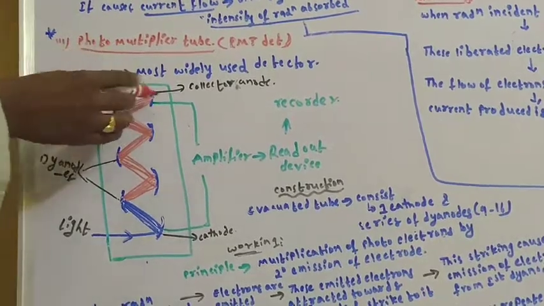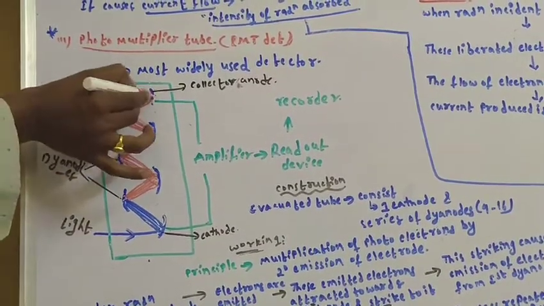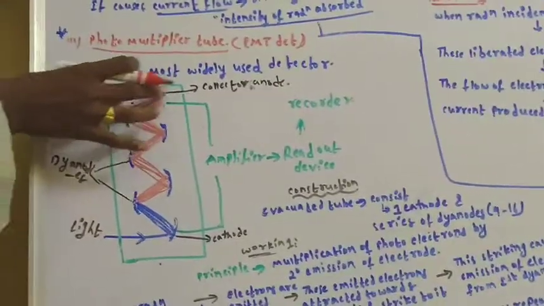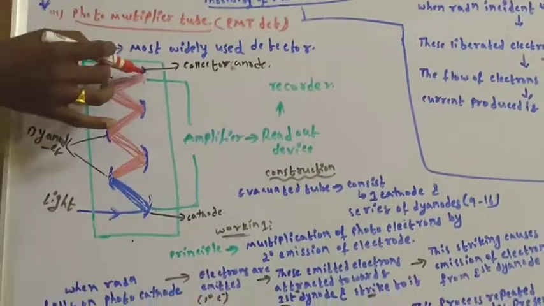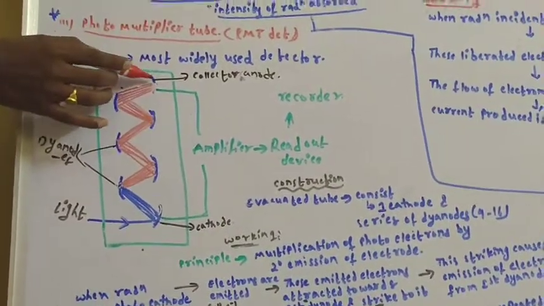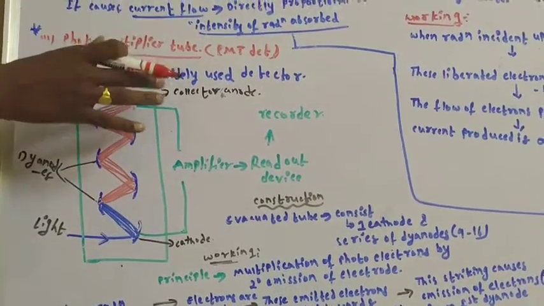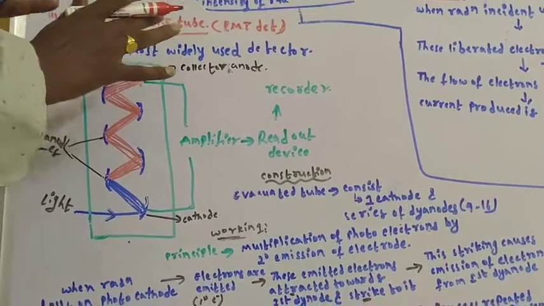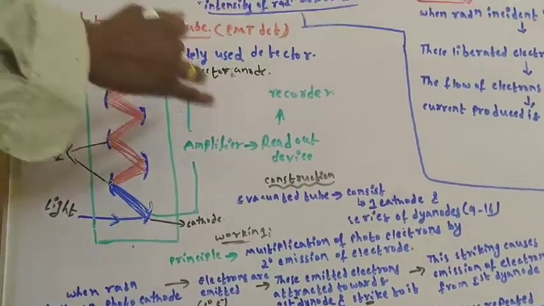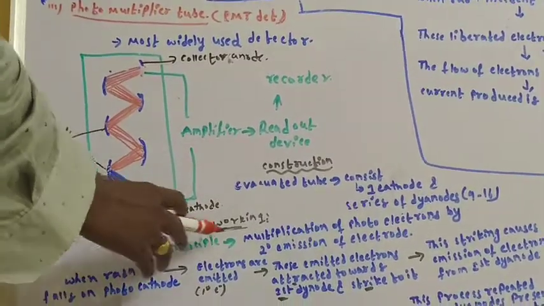Overall, finally all the electrons are collected by this collector anode. This process is repeated until all the electrons reach the collector anode. If you measure the amount of electrons, that gives the intensity of radiation absorbed by the sample, and that gives the concentration of the sample. You can see the working principle.